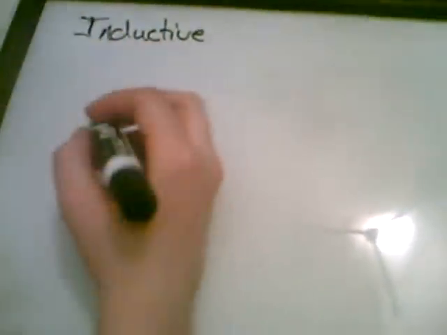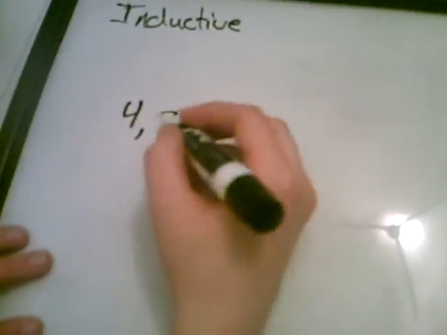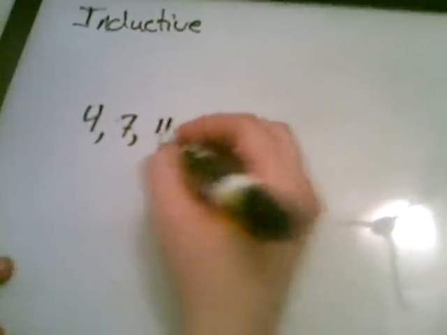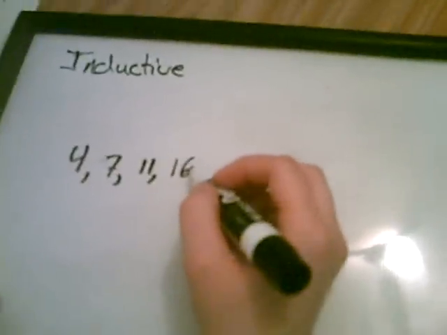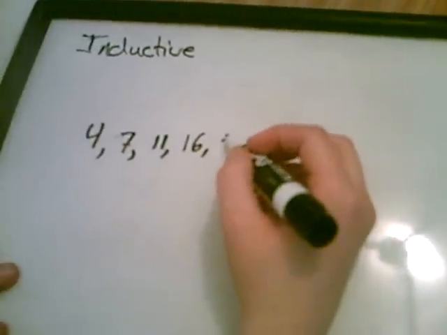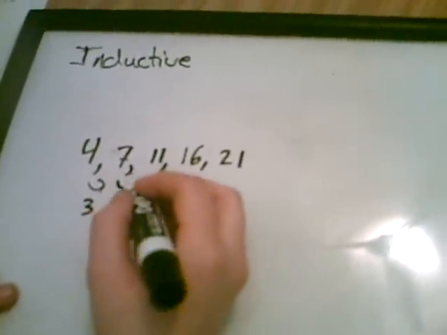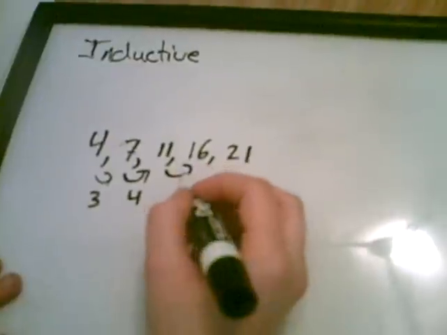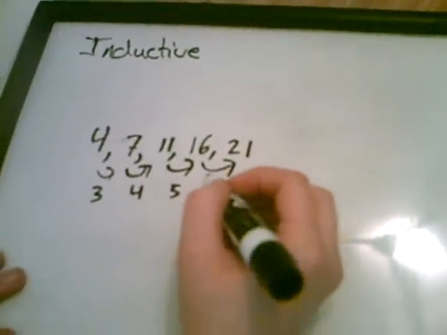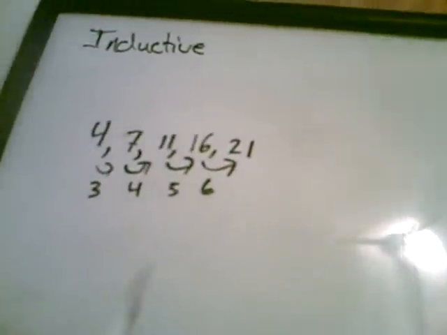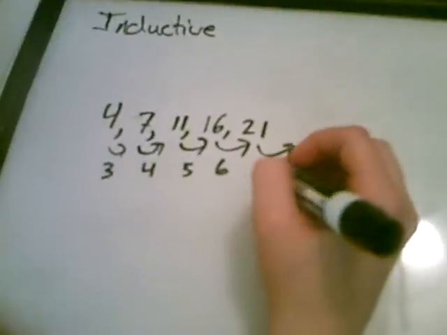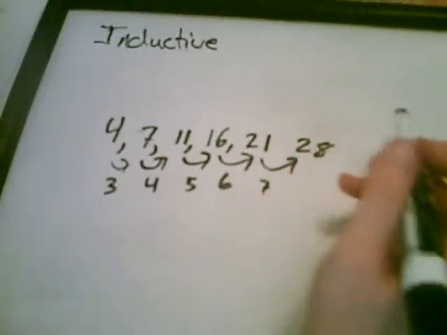Also, it can look like this if you have a pattern something like this. From here, you added 3, added 4, 5, and 6, and by looking at that pattern, you can assume that here they're going to add 7. That's inductive reasoning. Also, in proofs, we use deductive reasoning.